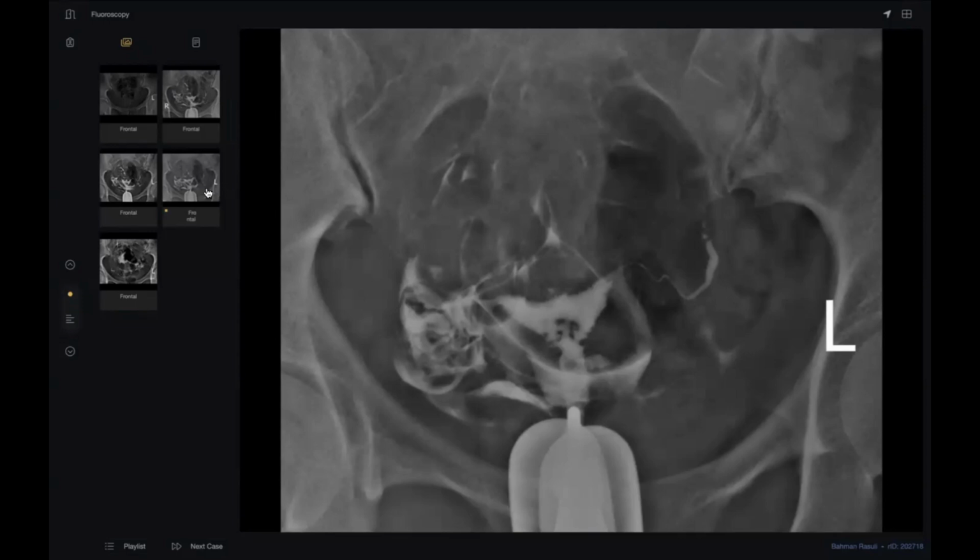I can appreciate some small irregular filling defects identified within the uterine cavity, which seem to be consistent in all images. Also, I can appreciate free spillage of contrast on the right side, but on the left side I don't appreciate spillage. Considering the previous history of D&C, I'm considering some adhesions within the uterine cavity. The non-spillage of contrast on the left side also needs to be evaluated.